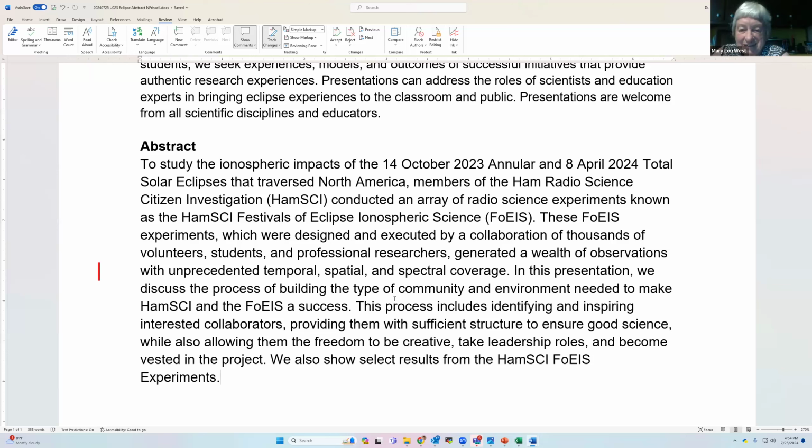All right. In the second from the last sentence, this process includes identifying, inspiring, and so on and so forth.